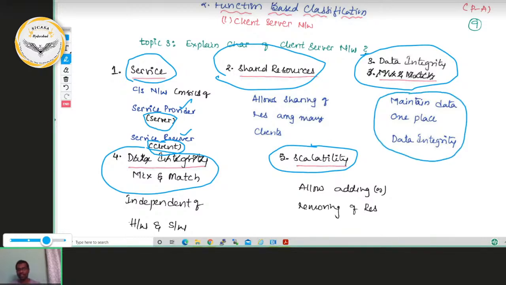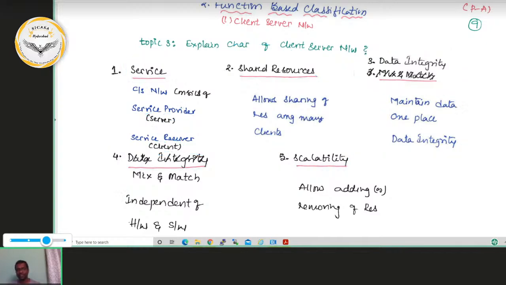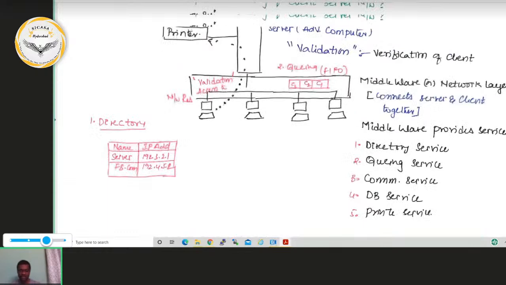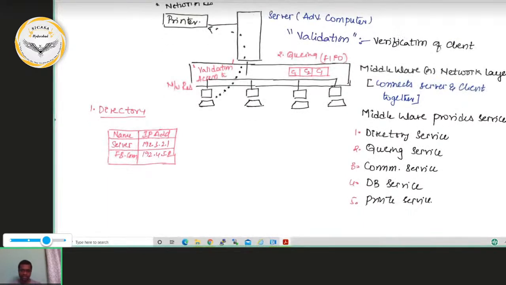In a client server network, we maintain the data only on the server. For example, if you take this particular diagram, what do you mean by data integrity? Data integrity is nothing but the data always being maintained at a server location. So what happens if I maintain the data at a server location?